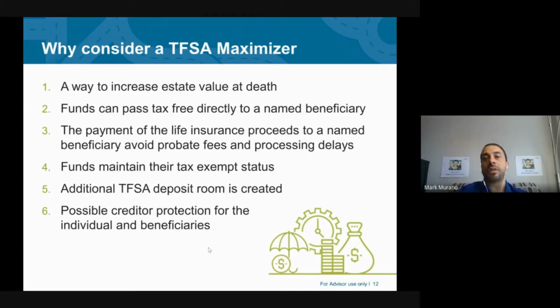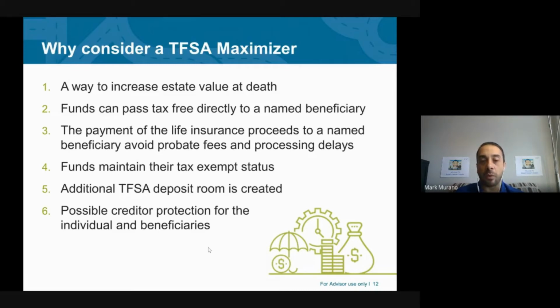So why would you consider using TFSA Maximizer as an idea, as a concept? And obviously it is a way to increase your estate value at death. Funds pass directly to a named beneficiary outside of the will. The payment of the life insurance proceeds to a named beneficiary avoids probate and any processing delays of winding up an estate. Funds maintain a tax-exempt status. We've now used another tax-exempt vehicle, so I've created more additional TFSA deposit room by reallocating my existing TFSA deposit.